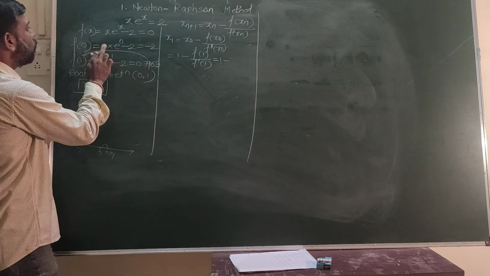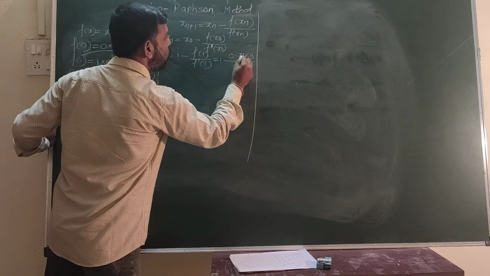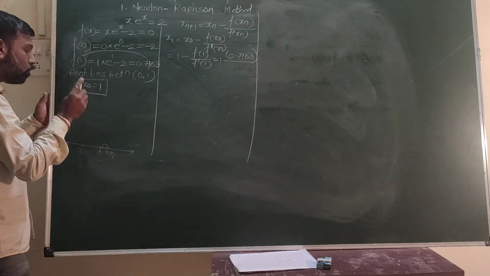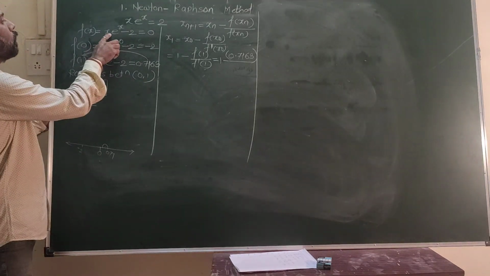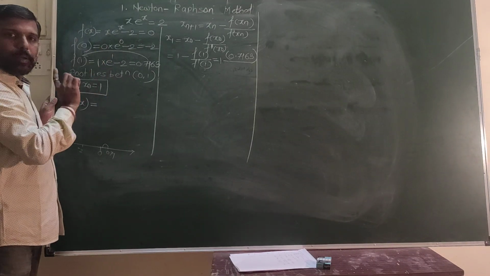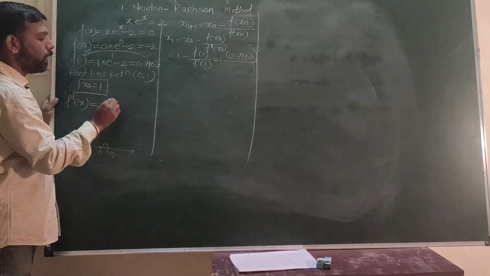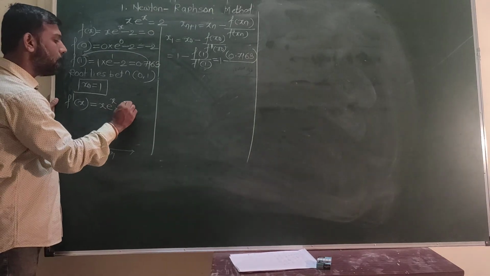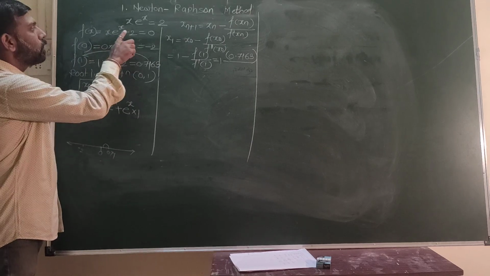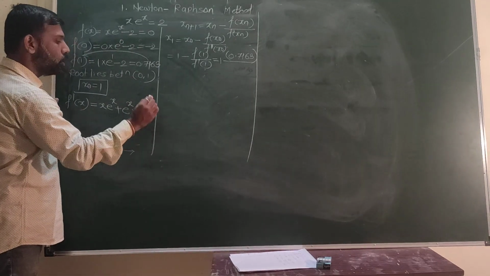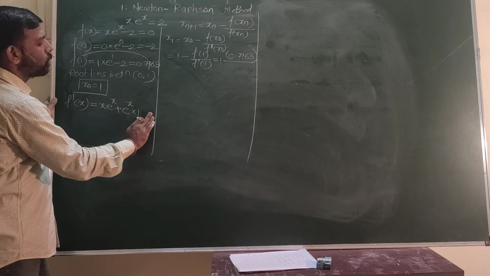1 minus f of 1, whose value we already have, 0.7163, upon f dash of 1, which we require now. So for that, first find the derivative of this expression. We will implement the u into v formula: first function as it is, derivative of second, plus second function as it is, derivative of first. That is, derivative of x is 1, minus 2, whose derivative is 0. The derivative of a constant is always 0. So this is our f dash of x.